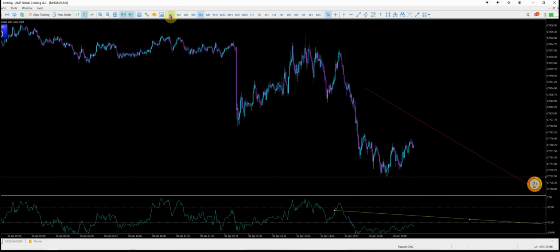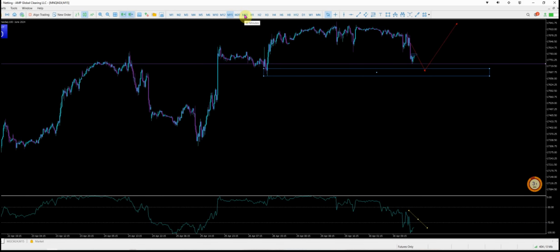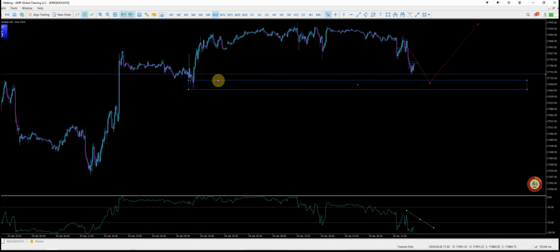Though obviously they're different markets. So on the NQ, this is our zone right here. They're not exactly in agreement with each other right now. It looks like the NQ either hasn't made its low yet, or it has and it just didn't make it back to this zone.